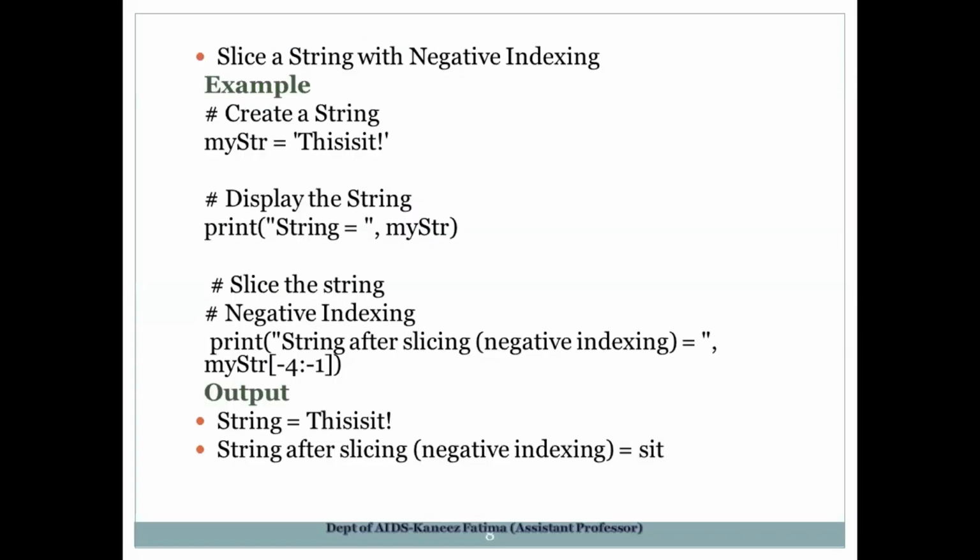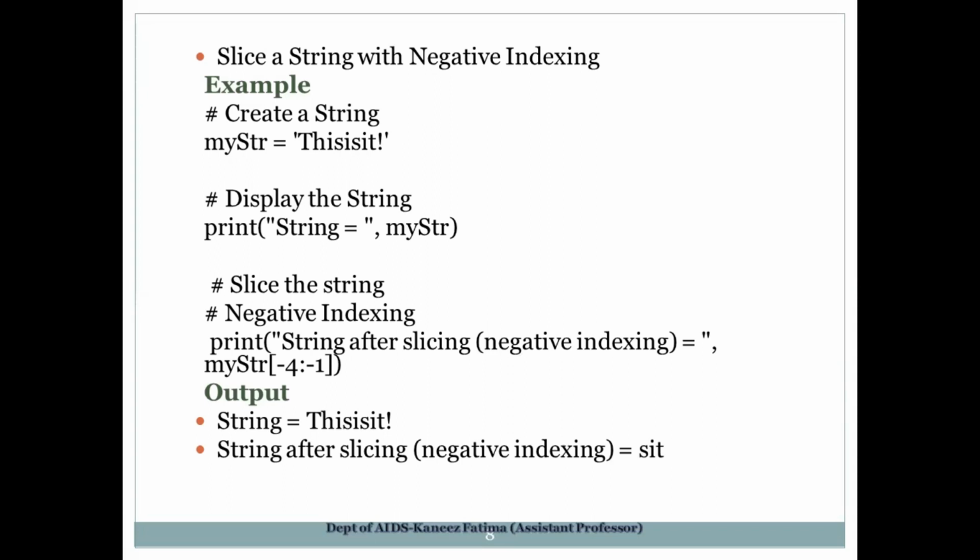So we'll have an example here: slice a string with negative indexing. Here we can see a hash, a comment line statement. What I have used here: create a string. My string is a variable which is created by me, and I'm assigning a string to it. To display the string I'm using print of the variable name. Once that is done, the normal string will be displayed.